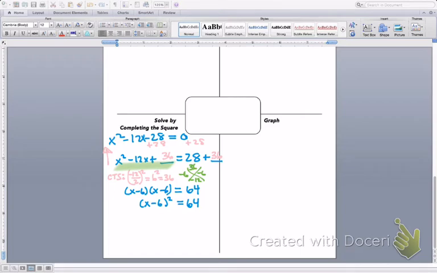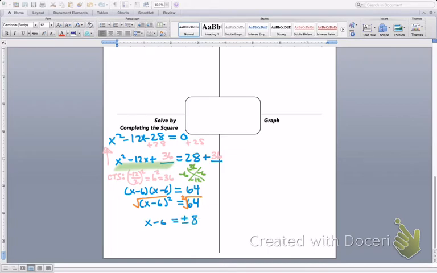And then we're going to go ahead and solve this. We solve this by first eliminating the power of 2, which means put a square root on both sides. Don't forget your plus minus. Then we end up getting x minus 6 because the square and the square root cancel. And the square root of 64 is also perfect, so we put plus or minus 8.